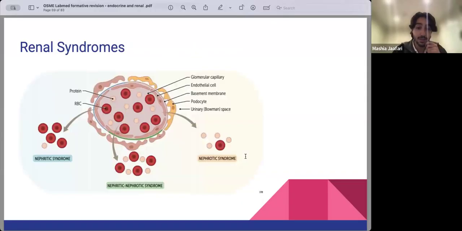What I want you to think about is that nephrotic syndromes are problems with the podocytes, so the podocyte barrier is impaired, whereas nephritic syndromes involve more the endothelial barrier. Because the endothelial barrier is in contact with the blood, you get inflammation, and that's why you get blood in the urine, whereas in nephrotic syndromes, you don't have any inflammation. So typically you don't get much blood in the urine.